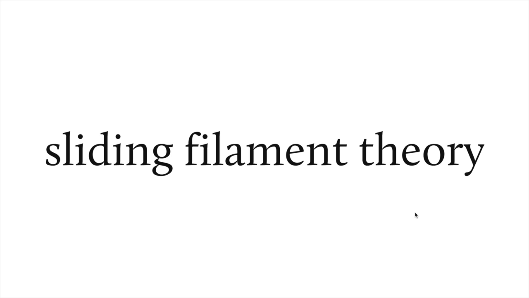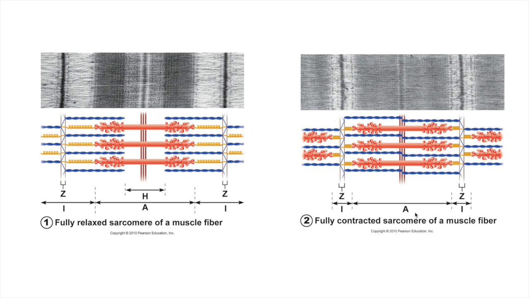So next thing we're going to talk about is the sliding filament theory. And when a muscle contracts, here we have a relaxed muscle and here we have a contracted muscle. When a muscle contracts, the thin filaments slide past the thick filaments. And the H-band and the I-band get smaller, and the zone of overlap gets larger. And the Z-lines come closer together. You can see here on the right, the Z-lines are much closer than here on the left.